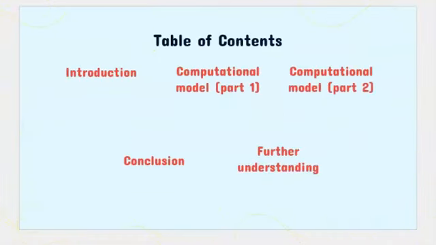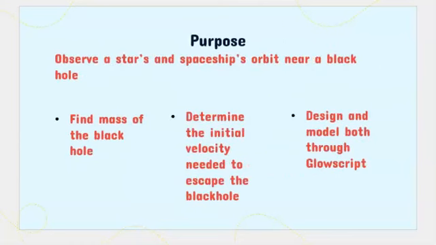Firstly, I will introduce the purpose, explain both computational models, and then provide further understanding. The purpose of this lab is to observe a star's and spaceship's orbit near a black hole. In doing so, we will find the mass of the black hole and the initial velocity needed to escape the black hole via spaceship. This will be modeled computationally.